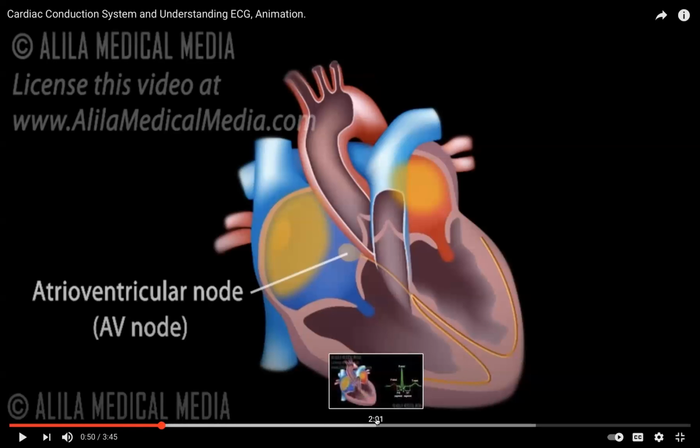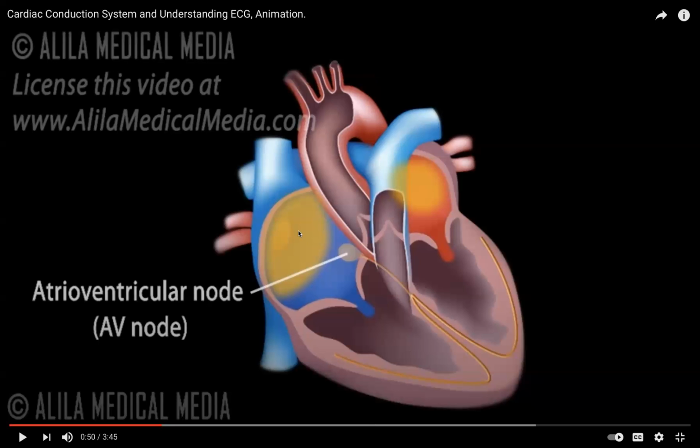So when you're looking at your EKG, the waves represent different parts and different timings of this yellow action potential. So knowing that, let's replay a little bit and then continue.